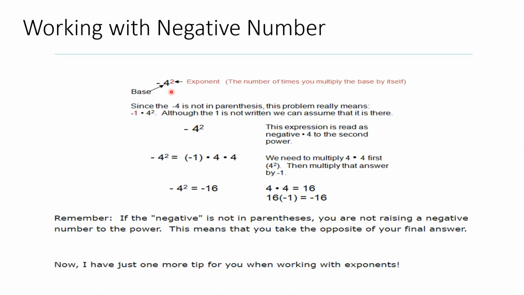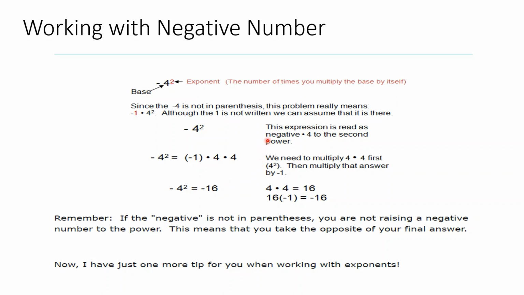Alright, in this particular example, we do not have a parenthesis. Okay, the number of times you multiply the base times itself is our exponent, which is 2. And since the negative 4 is not in the parentheses, this problem really means that we are just simply solving 4 to the second power and then multiplying it by negative 1. Although the 1 is not written, we can assume that the 1 is there. Okay, that's what we basically call our imaginary 1. This expression is read as a negative times 4 to the second power.